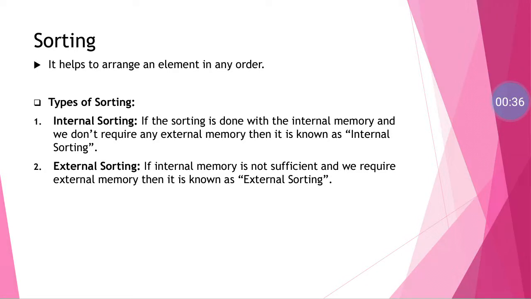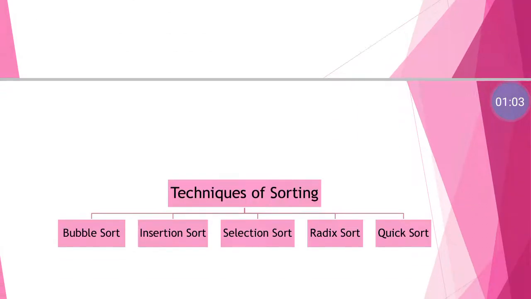Now, what is sorting? It helps to arrange elements in any order. The order could be ascending or descending. There are two types of sorting: internal sort and external sort. In case the memory required is small, or the data to be sorted is small and internal memory is sufficient, then it is known as internal sorting. But if the data to be sorted is huge and internal memory is insufficient and we require external memory, then it is known as external sorting.